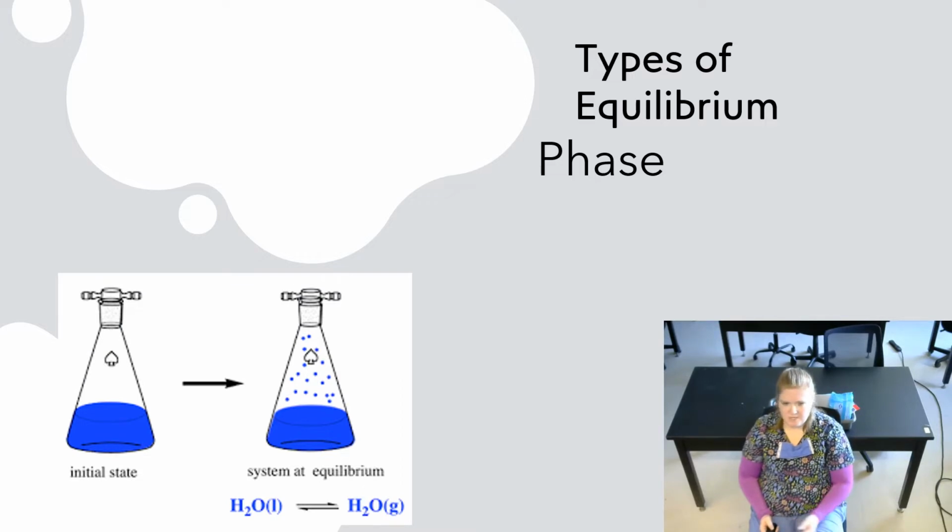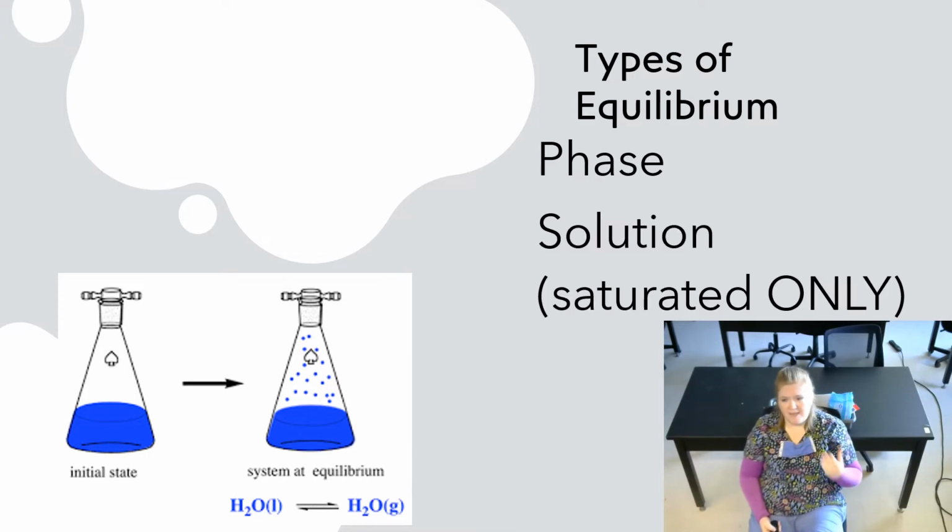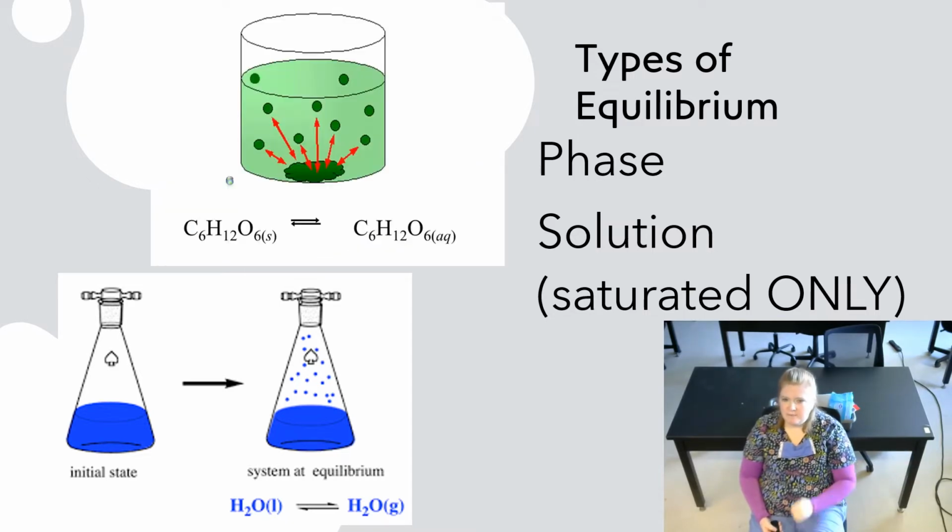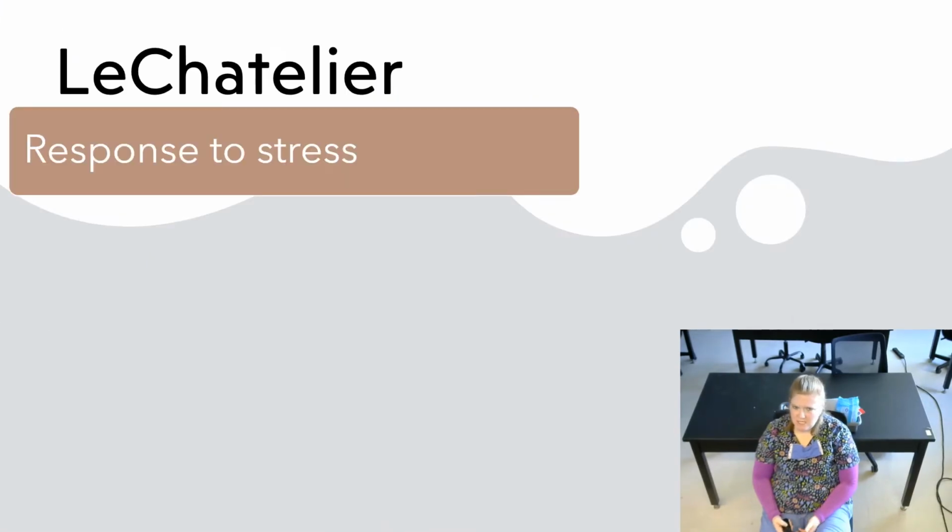So what are the two main types of equilibrium? Well, we can have phase equilibrium. That means between the same substance, but at different phases, like water as a liquid and water as a gas, or water as a solid and water as a liquid, or any other substance, as long as we're talking same substance, two different phases. Or we can have a solution equilibrium, and that only applies if it's saturated, which we'll learn more about later. But that means that some of it is dissolving and some of it is recrystallizing or solidifying, and those rates are equal. Remember, equilibrium, always talking about equal rates. All right, so LeChatelier is response to stress.